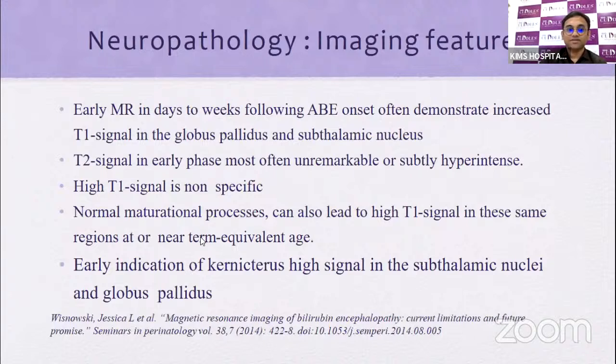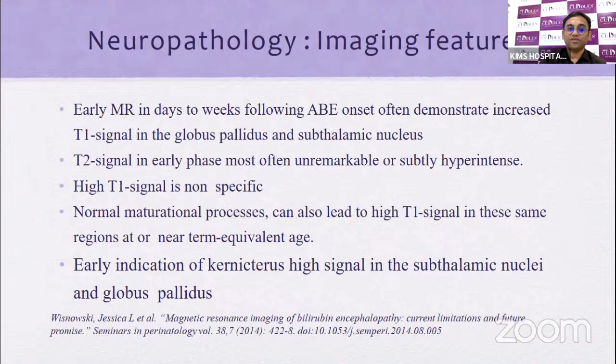When you do neuroimaging in the initial days and weeks after the bilirubin encephalopathy, we see the changes in the T1. In the T1, there is an increase in signal intensities in the globus pallidus and subthalamic nucleus. However, the T2 signal in the early phase is mostly unremarkable, or mild hyperintensities can be noted.